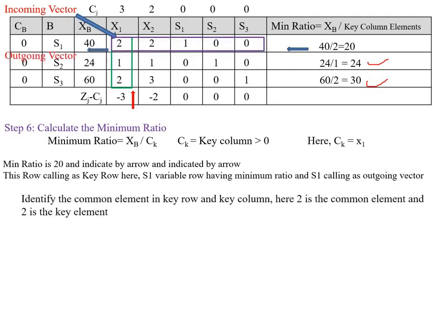Similarly, you have to identify the common element in the key row as well as the key column. See here, 2 is the common element, and this 2 we call the key element. Next step is, once again we have to construct the new simplex table by entering this incoming vector.